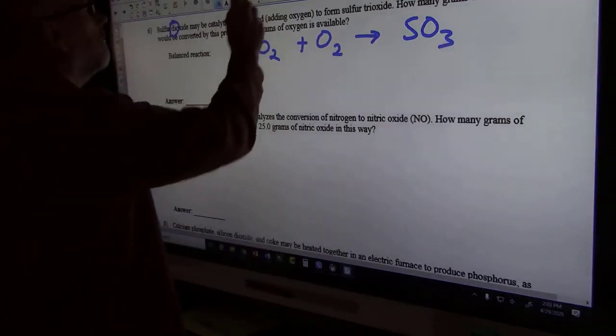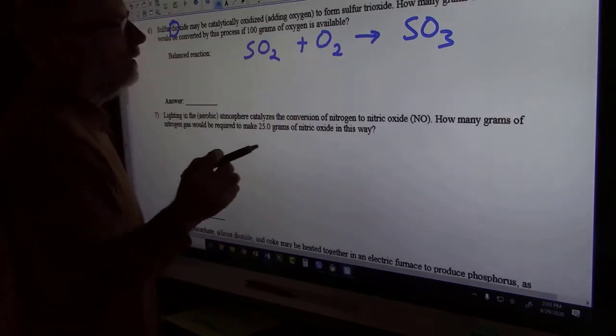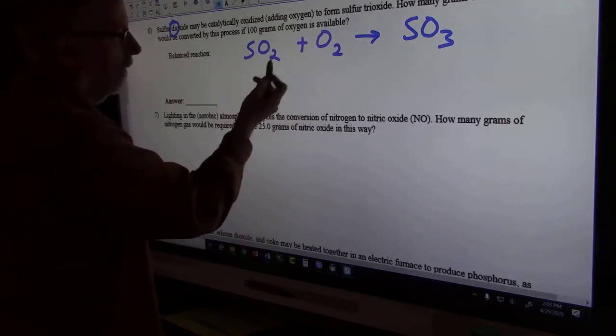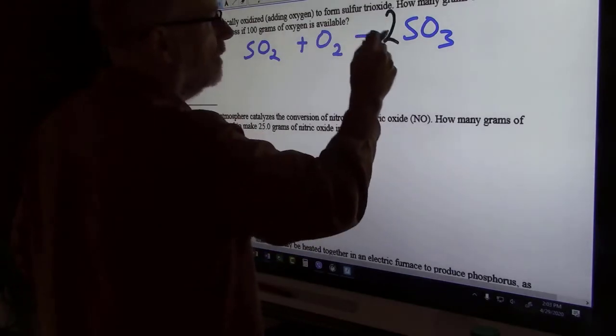We need to balance this thing first. One sulfur, two oxygens plus 2. Now, it's an even-odd situation, isn't it? So I know that I'm always going to have even numbers of O's on this side, because they come in sets of 2. Sets of 2 here, sets of 2 there. So I know I've got to do something over here to give me an even number of O's. So 2 sets of 3, that's 6.